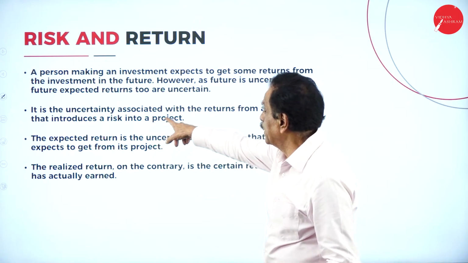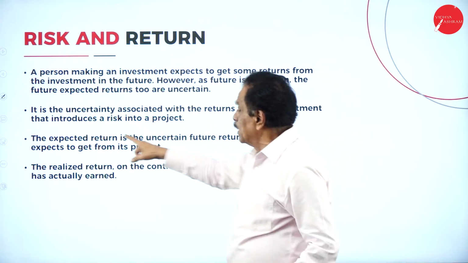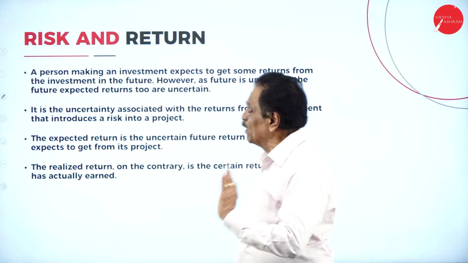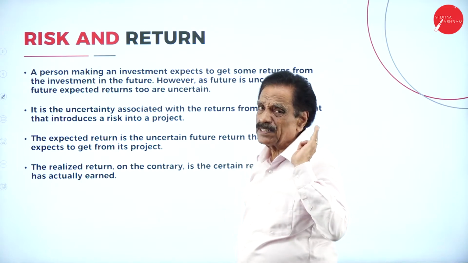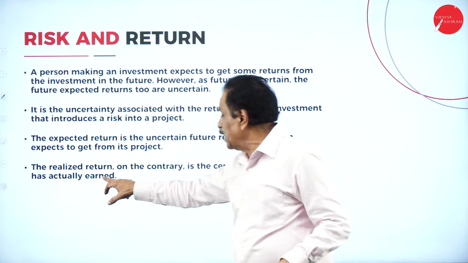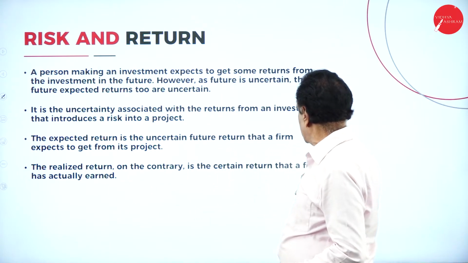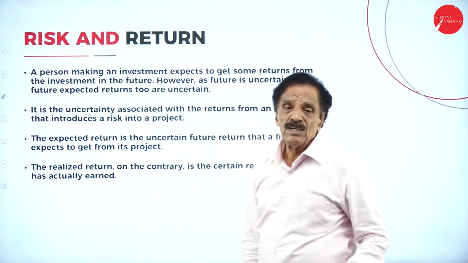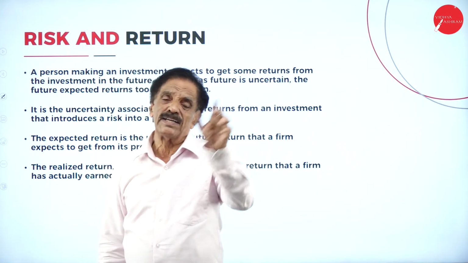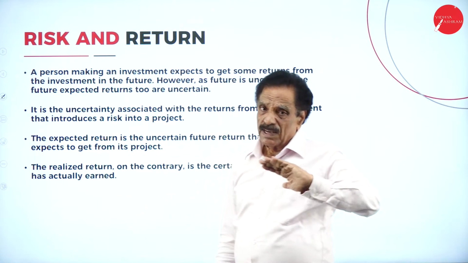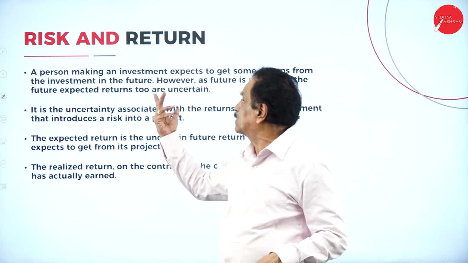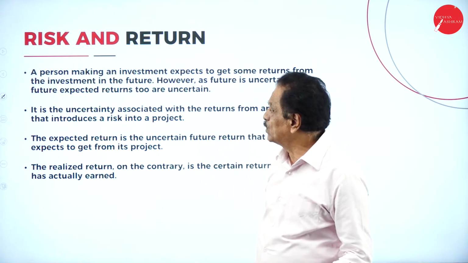It is the uncertainty associated with the return from an investment that introduces a risk into a project. When you put in the investment, there is risk and uncertainty. The expected return is uncertain in the future. The realized return, on the contrary, is the certain return that a firm has actually earned. So expected return minus actual return, the difference, is called the risk.